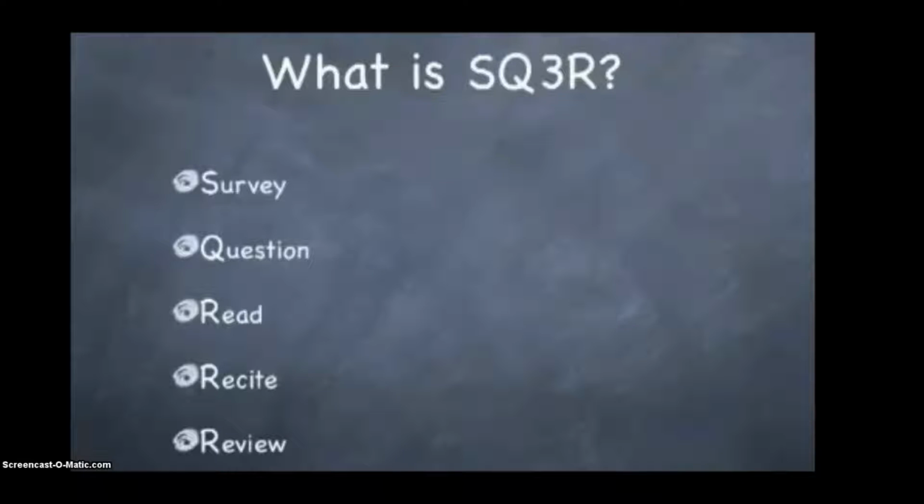What is SQ3R? It is a 5-step process designed for a student to learn information much more carefully and completely. The 5 steps are survey, question, read, recite, and review. The full textual reading is sandwiched between pre- and post-reading activities.